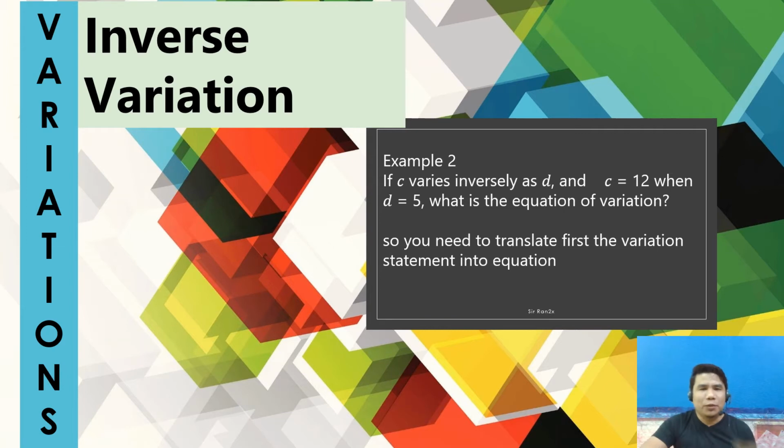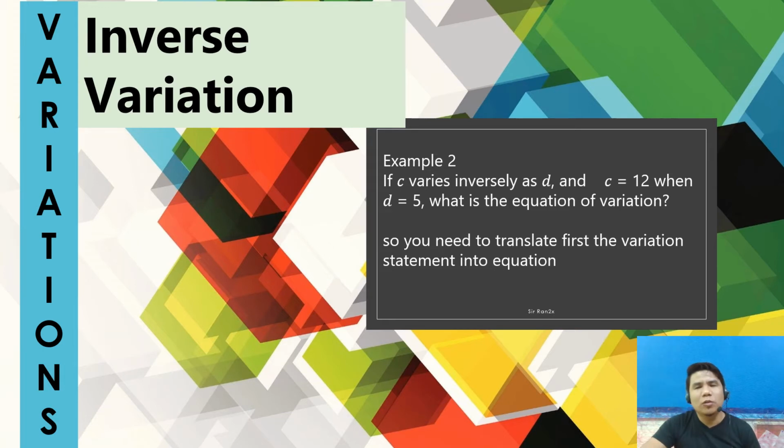Let's have example 2. In example number 2, if C varies inversely as D and C is equal to 12 when D is 5, what is the equation of variation? As you can see, our variables here are C and D, not anymore x and y. But take note, whatever is the variable first mentioned, C varies inversely as D, that means C is dependent on D. The relation is inverse, the variation is inverse.